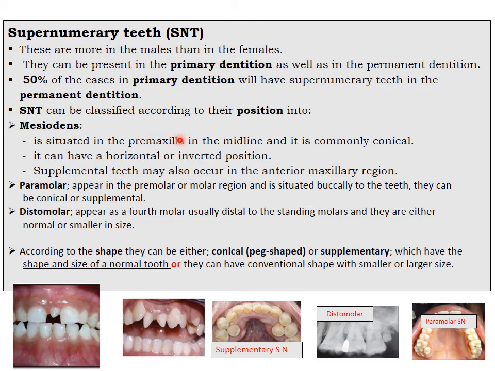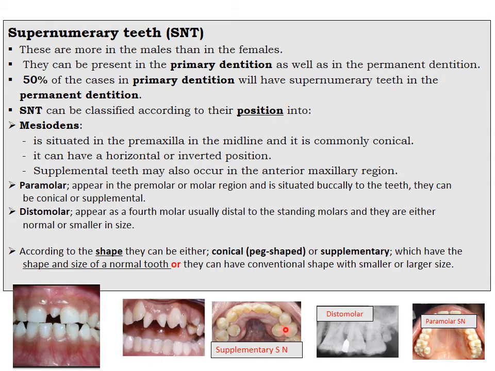The other one is called paramolar. Those you can see in the picture here, this one is called paramolar. They appear in the premolar and molar region, usually present on the buccal side and sometimes on the palatal side, and they may be conical or supplemental in shape.